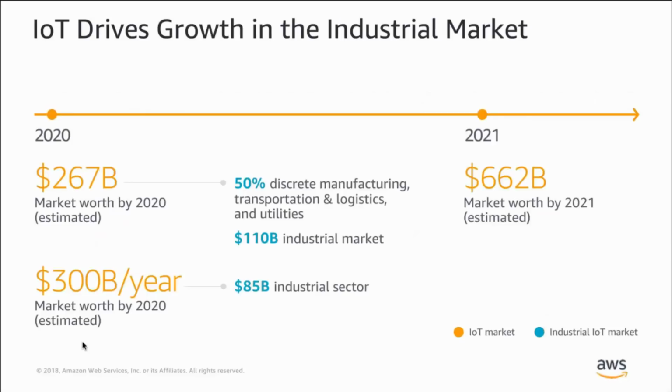Now, the Internet of Things is continuing to evolve. Some interesting analyst points to note. Bain predicts B2B IoT segments will generate $300 billion annually by 2020, and that includes about $85 billion in the industrial sector. The Boston Consulting Group predicts the IoT market will reach $267 billion by 2020, and 50% of that's going to be driven by manufacturing, transport, and logistics. And in a recent article, Forbes reported that the IoT market is projected to grow to $662 billion by 2021, with many of them coming from IoT cloud opportunities. So it's a rapidly growing area.